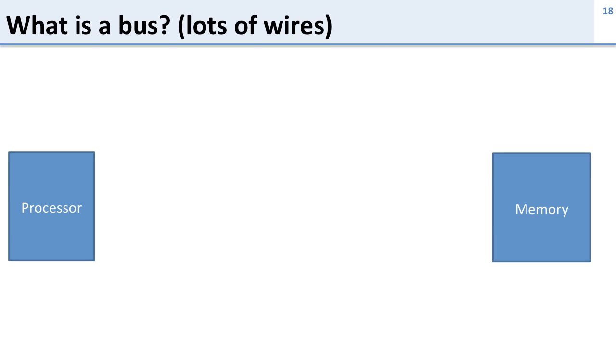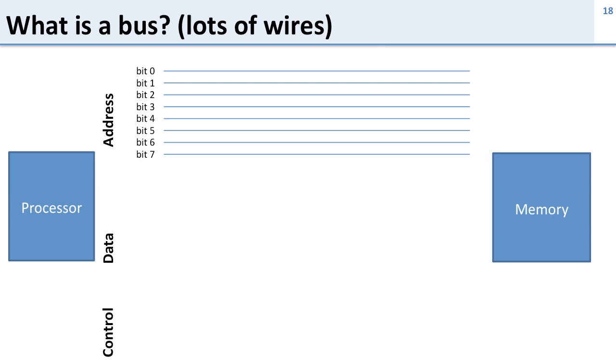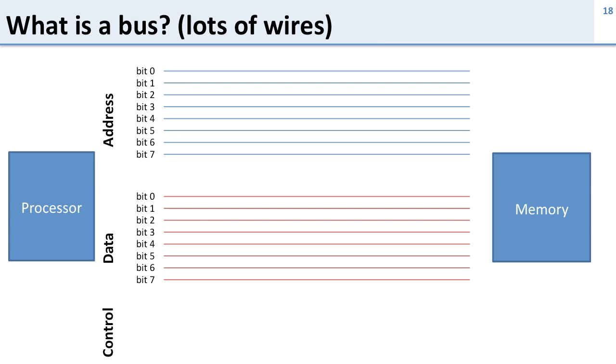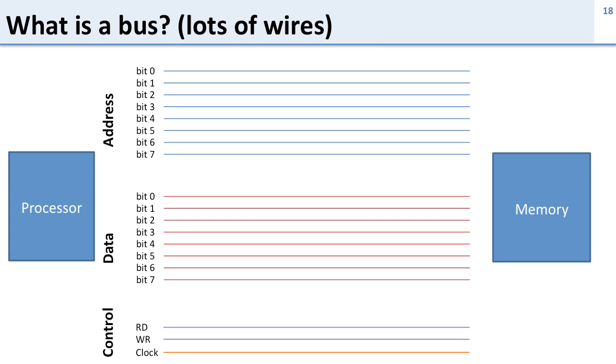So what is a bus physically? Well, it's just a lot of wires. So here's our processor and our memory, and we're going to have wires for the address, wires for the data, and wires for the control. So if we have wires for the address, maybe we have 8 of those, 8 wires for the data, and a bunch of wires for control. Here we have a wire for reading, a wire for writing, and a wire for the clock.